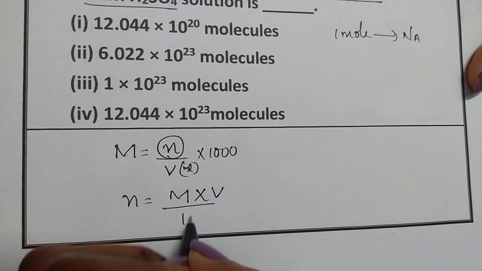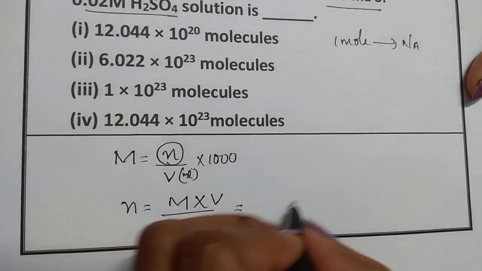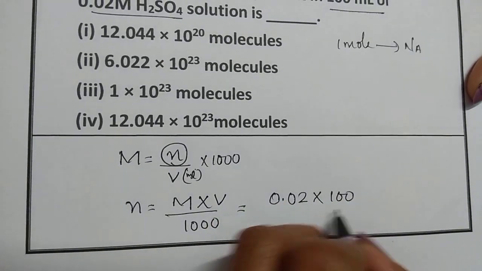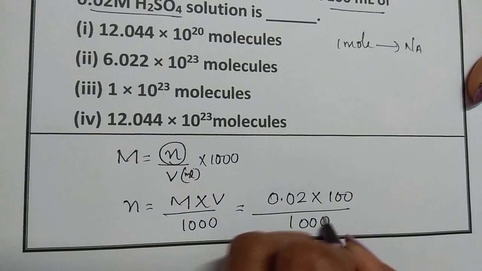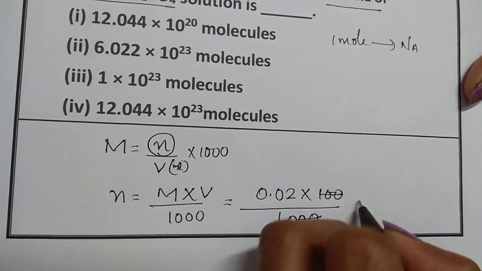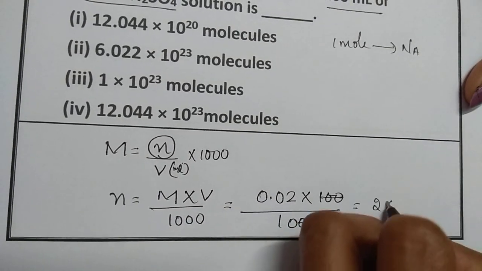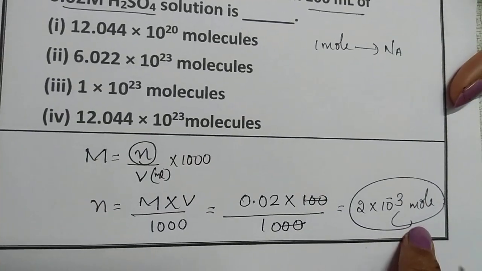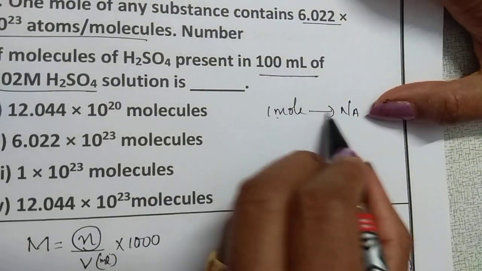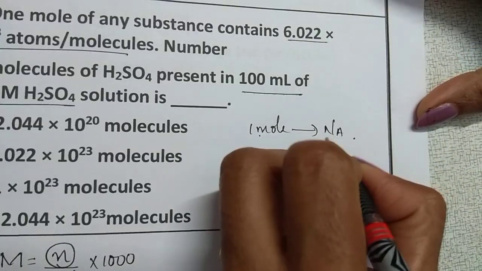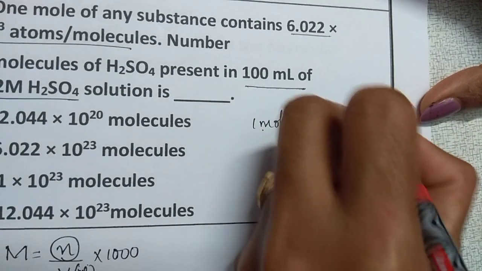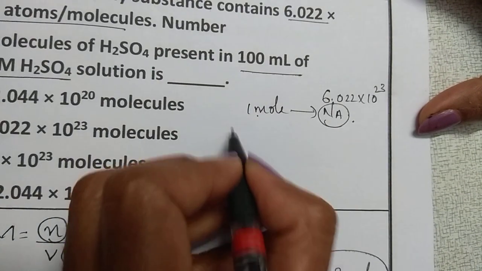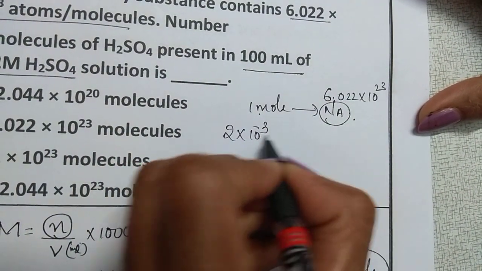So this 1000 comes to the denominator. Then molarity is 0.02 into volume 100 ml by total volume 1000. Then 0 will be cancelled. Then 2 into 10 power of minus 3 moles, and these many moles are present. 1 mole is Avogadro number. Avogadro number in the sense how much? 6.022 into 10 power of 23. Now these many moles, 2 into 10 power of minus 3 moles.